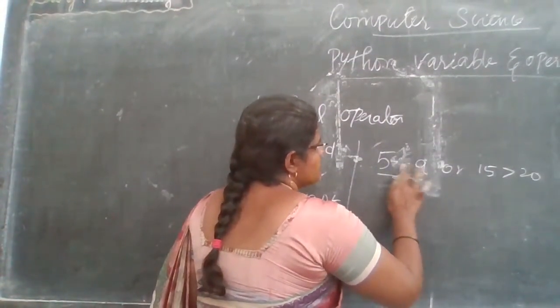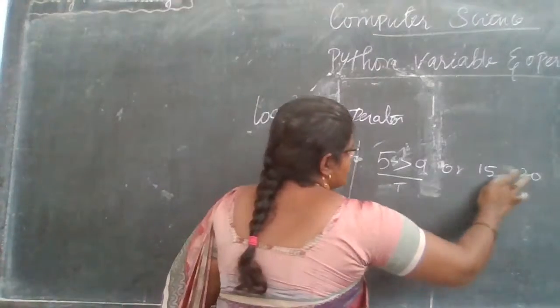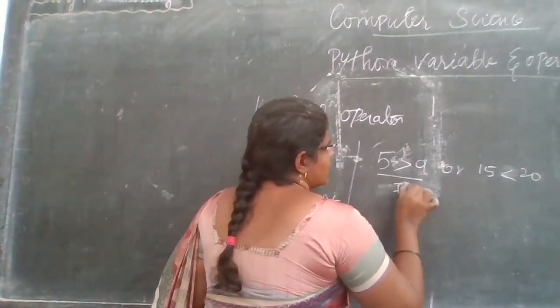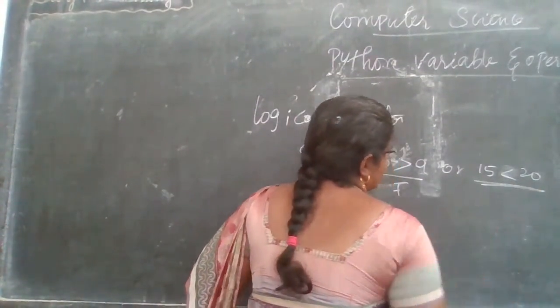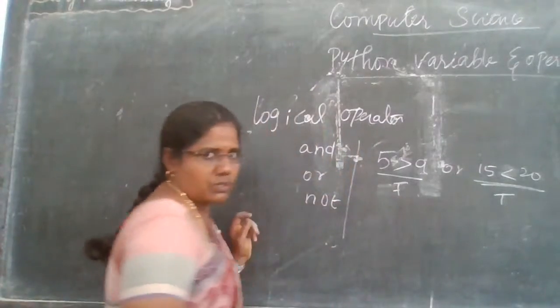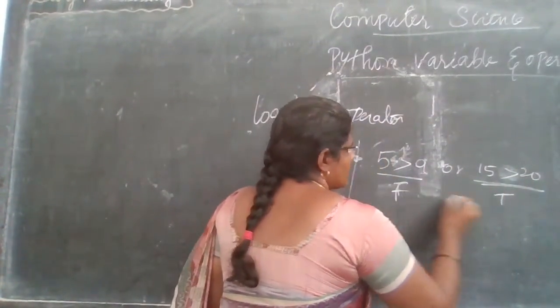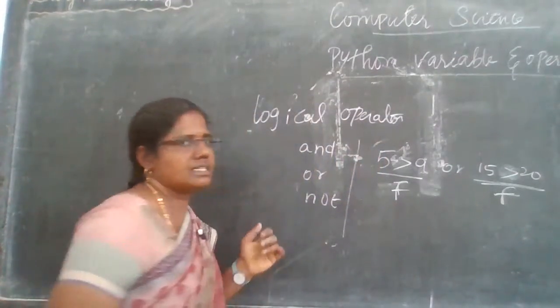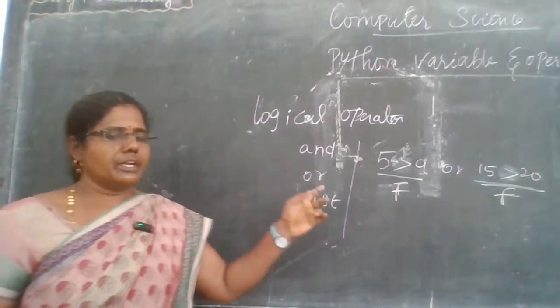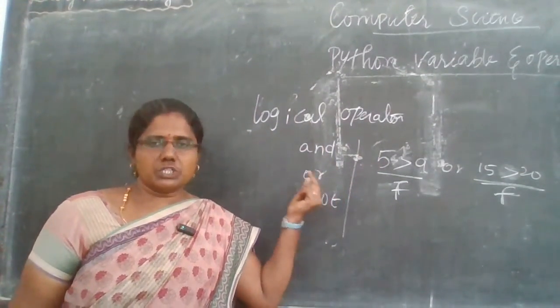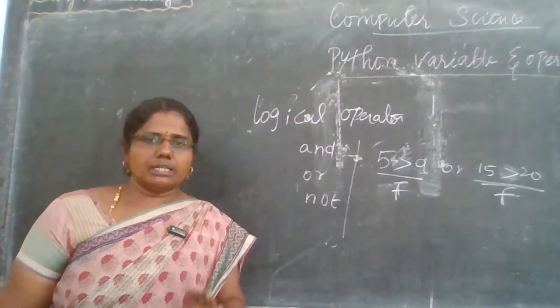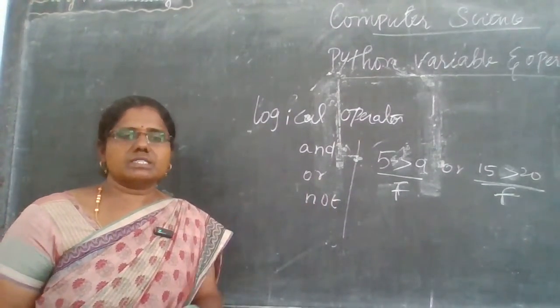Suppose I use 5 greater than 9, it is false, so now it checks the other condition. Going to this condition, it is true, so the answer is true. Suppose I use 5 greater than 20, now these are also false. Both conditions are false, so the result will be false. With the OR operator, if any one of the conditions is true, the result will be true. Otherwise, if both conditions are false, the result is false.